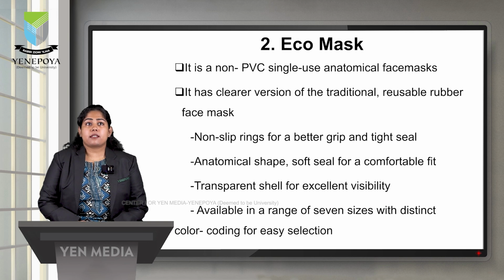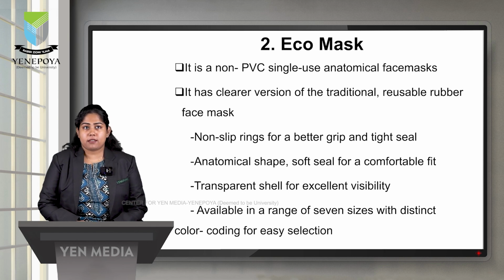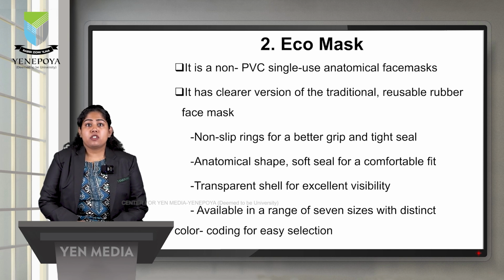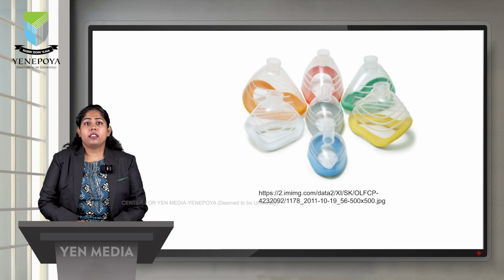Second one is Eco Mask. It is a non-PVC single-use anatomical face mask. It has a clearer vision than the traditional reusable rubber face mask. It has non-slip rings for a better grip and a tight seal. Its anatomical shape, soft seal for a comfortable fit, transparent shell for excellent visibility, and available in a range of several sizes with distinct color coding for easy selection. This is Eco Mask.